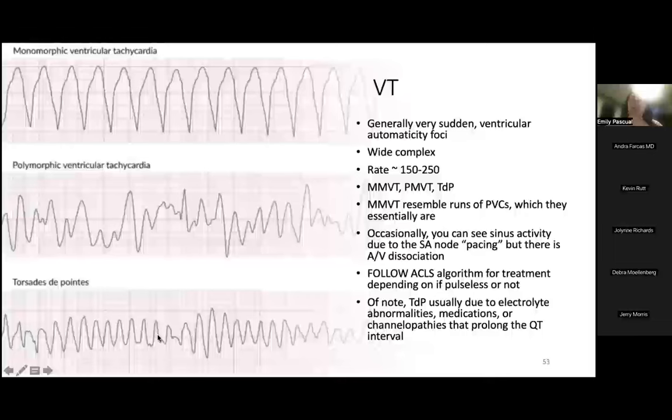Torsades is a little bit different. This is sort of a specific ventricular tachycardia pattern, but this is usually due to electrolyte abnormalities or medications that prolong the QT interval, or again, in patients who have some sort of genetic disorder that prolongs the QT interval. Torsades is usually treated with magnesium, which is a little bit different than other forms of VT.